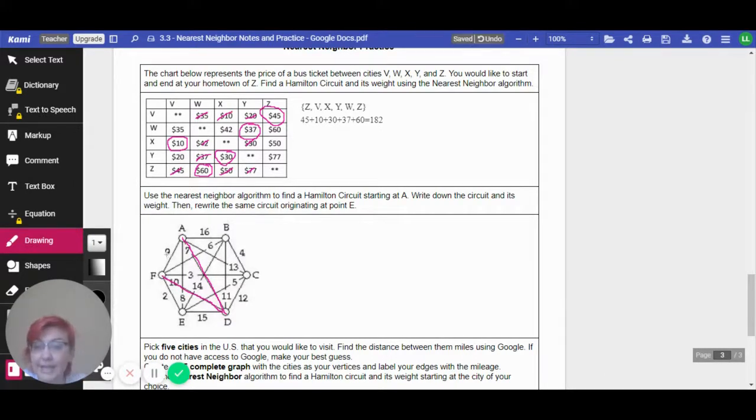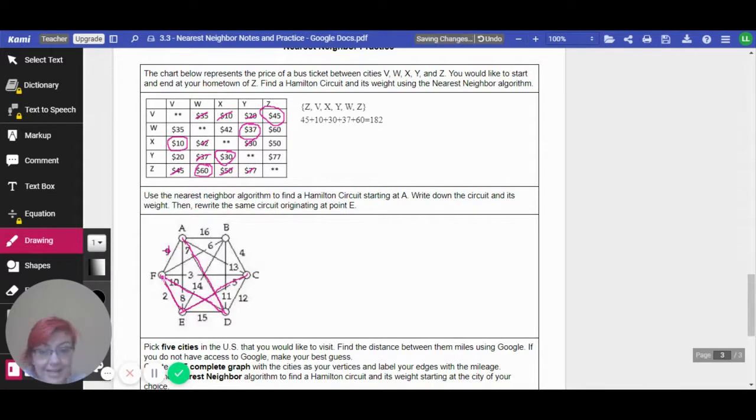From F, I cannot go back to A. That doesn't matter, I don't think, because we have 6, 3, and 2. I'm going down this way to E. From E, I cannot go back to A. I must go to either B or C. B is 14, C is 11, so I am going to C.